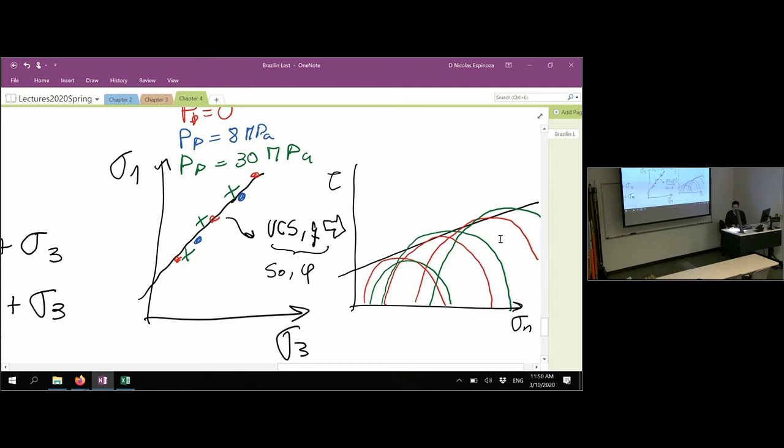Even if you did your tests perfectly, exactly everything the same, the natural heterogeneity of the rock would also give some variability, so that all the data is not going to collapse exactly in one line. Because of that, your Mohr circles also are not going to intercept exactly or be tangent exactly to that line, just because of the heterogeneity of the rock.